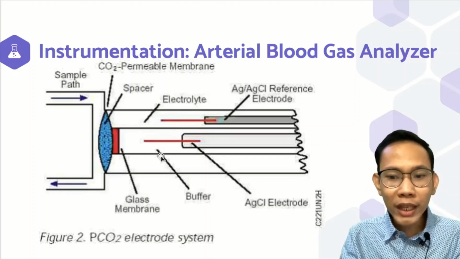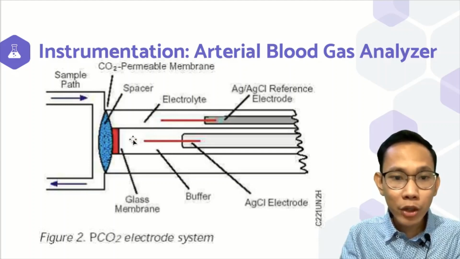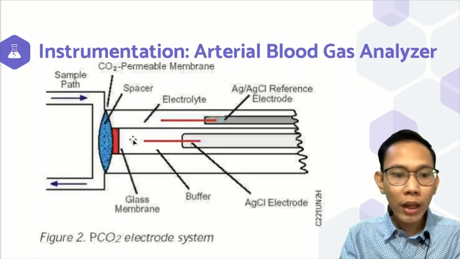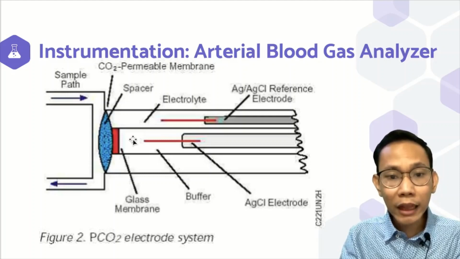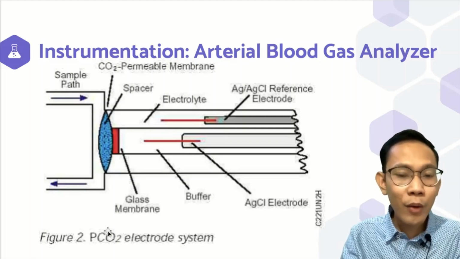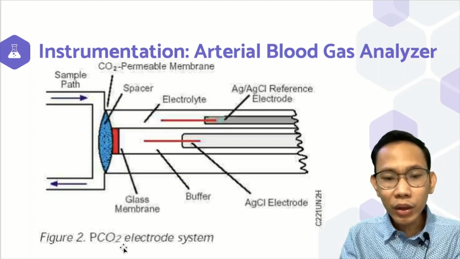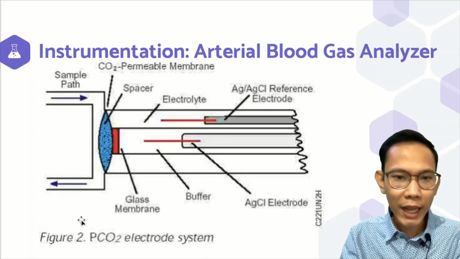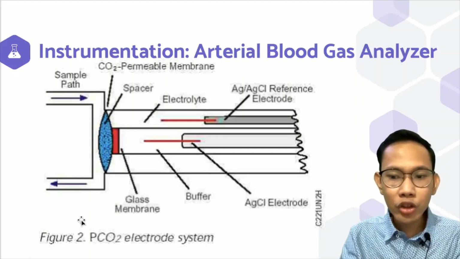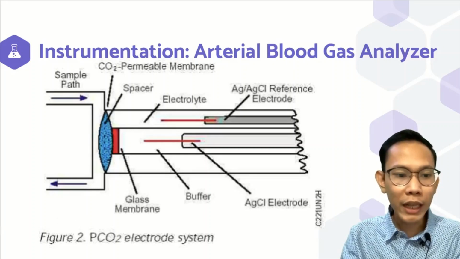So the change in the activity of your hydrogen is measured by the pH electrode and is related to your PCO2. So that's how you're able to get the value of your PCO2. So again, you're talking about the change in the activity of your hydrogen ion.